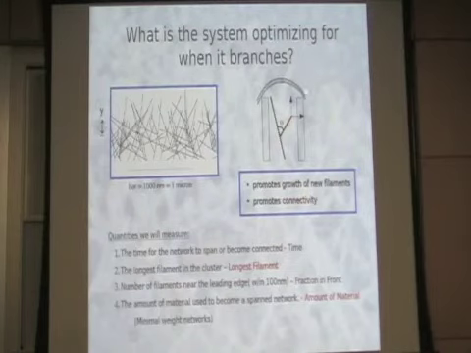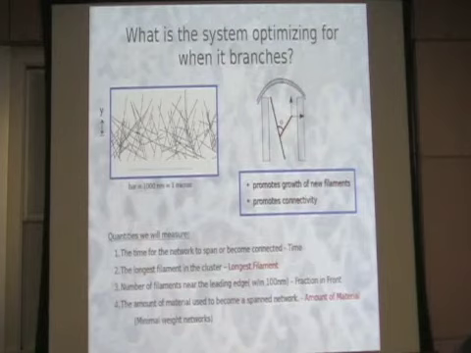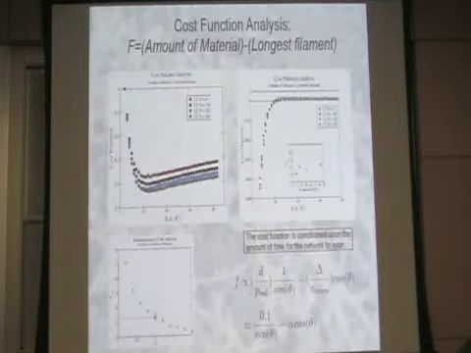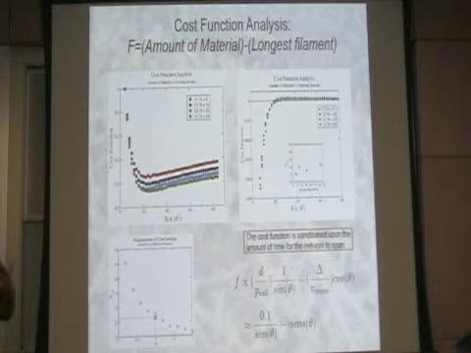And so we've come up with a model, and we modeled the actin network as a directed percolating network, and we measure a few quantities of this network, and I'm going to focus on a couple today. Using two of the quantities that we measure, the amount of material that's consumed as the network grows in some time, and the longest filament, which defines the leading edge of the cell in our simulation. And we have this cost function.